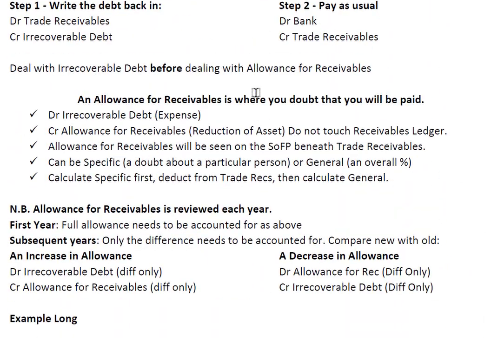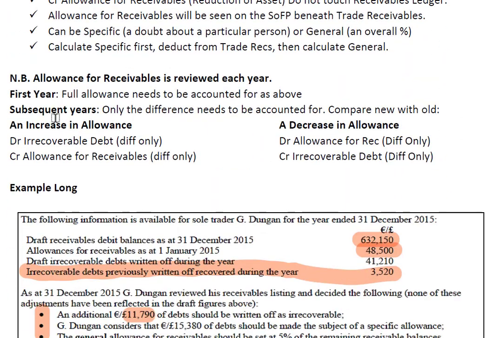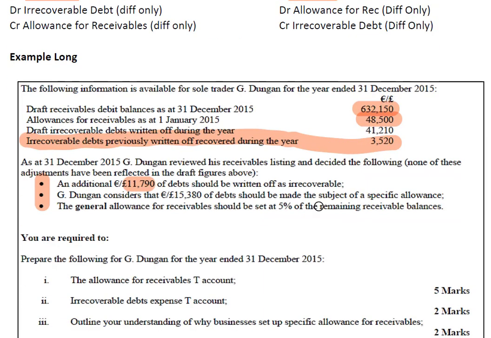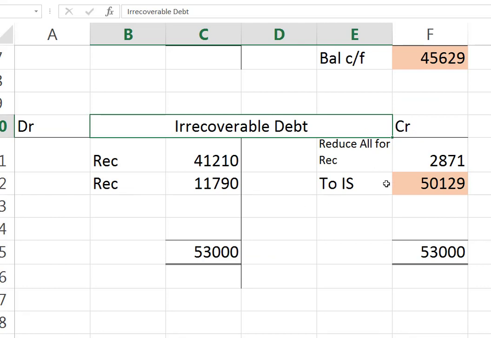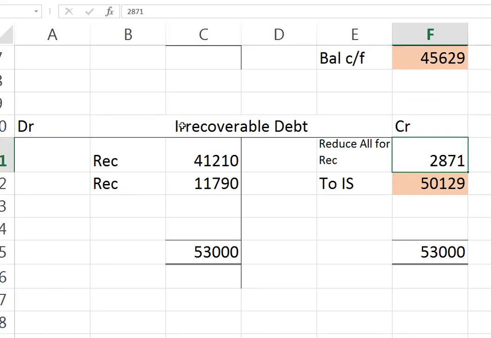Do you remember we said that in subsequent years you could have an increase or you could have a decrease? Okay, in this case we had a decrease, so we debited the allowance for receivable with the difference only, and we credited the irrecoverable debt with the difference only. Okay, so again, when we look at our guy here, we credit the irrecoverable debt, which is the expense. We're reducing the expense.